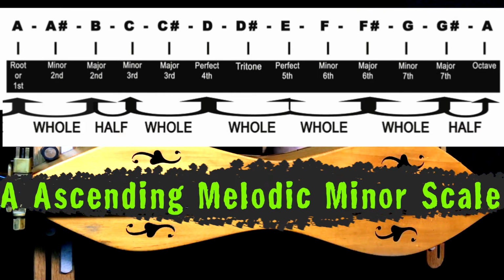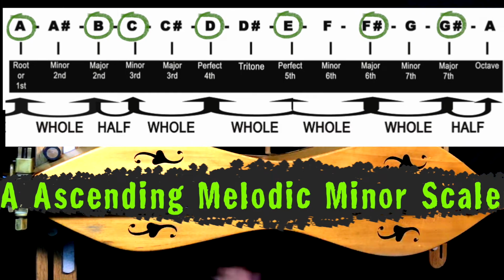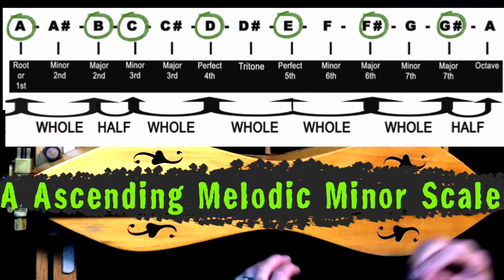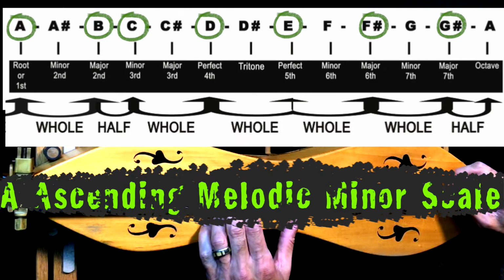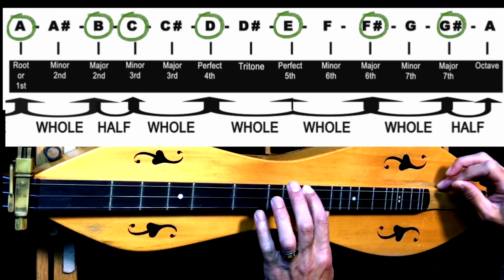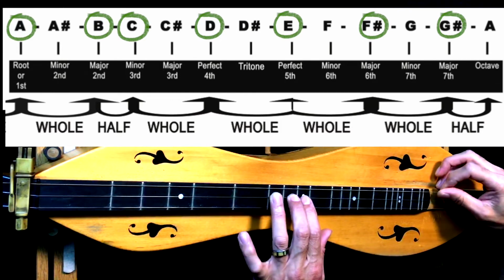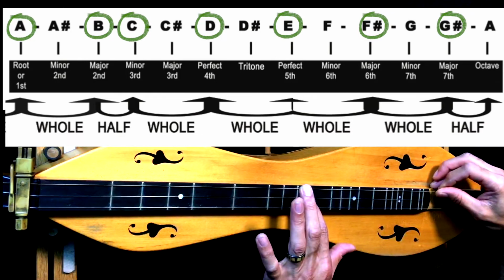So what that gives us with this new scale is A, B, C, D, E, F sharp, and G. It's basically a major scale with a flatted third degree. A, B, C, D, E, F sharp, G sharp, and then our A.